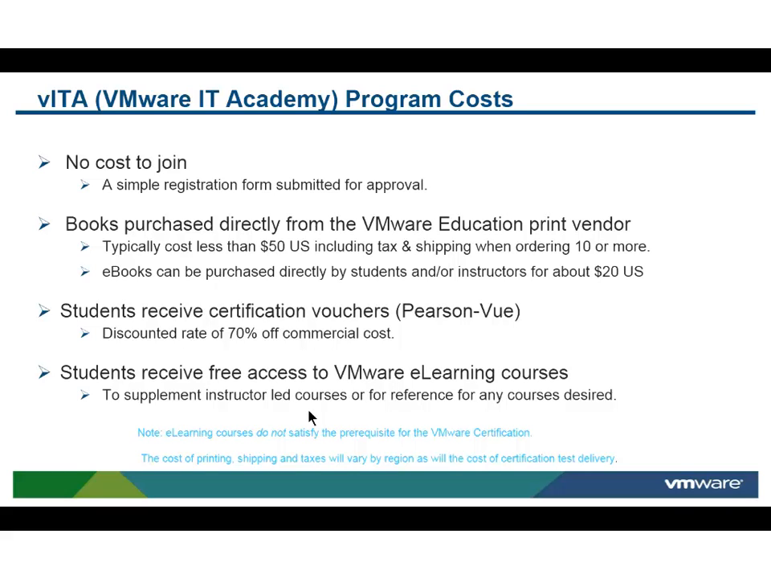We also give instructors in our program codes that allow their students and themselves to get 70% off the certification exams. For example, the VCA that I was talking about is an online exam. You can take it anywhere. It's $120, so 70% off of that, for the US, gets you down under $40, $36 to be exact.